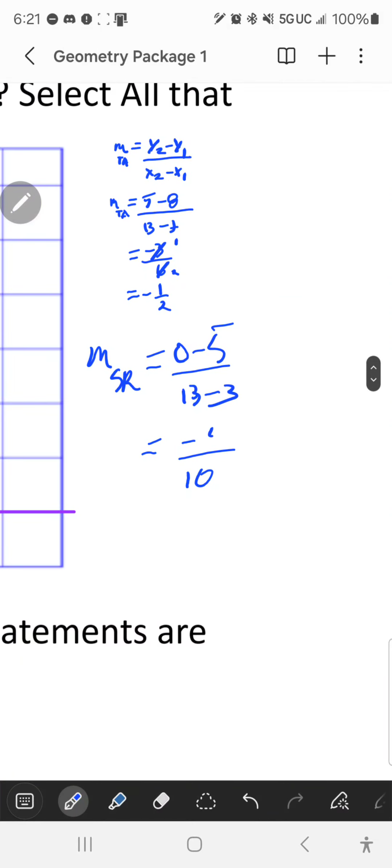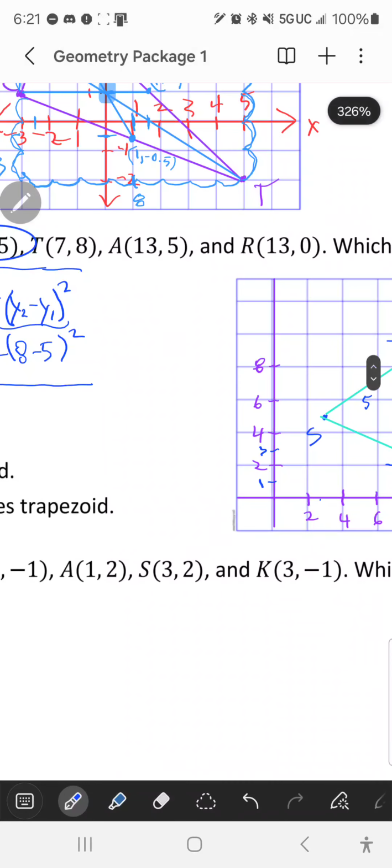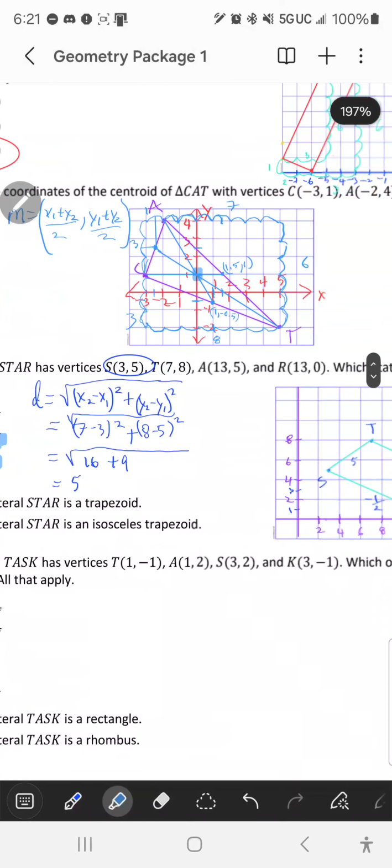Now I go here, -5 over 10, and if I divide both by 5, I'm going to get 1 here and 2 here, so this will be -1 over 2. And now it does make sense. I was like, wow, that was so weird. I was not expecting that. That's the reason: always check your result if what you get is not what you were expecting. So yes, TA is parallel to SR.